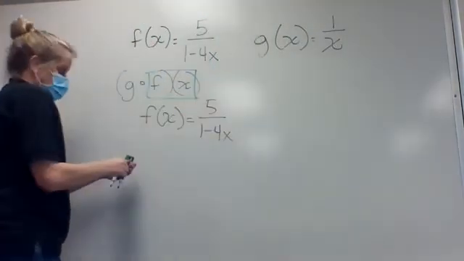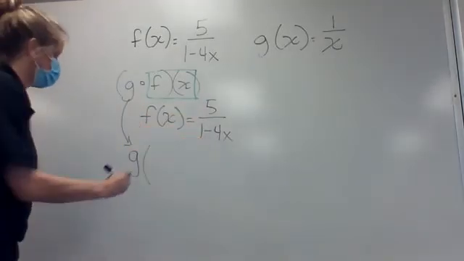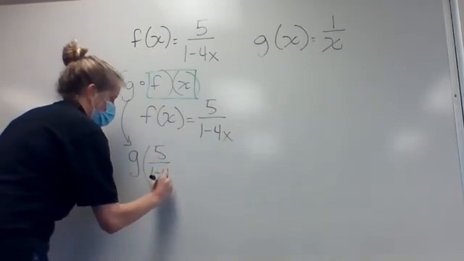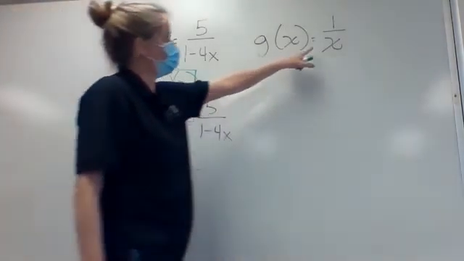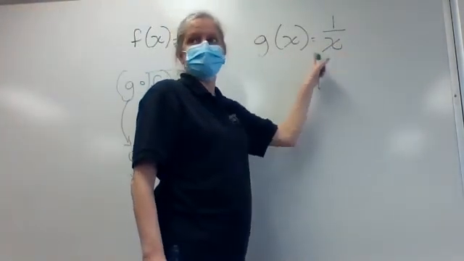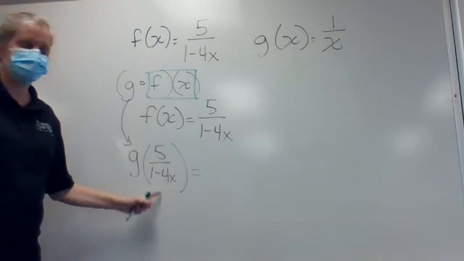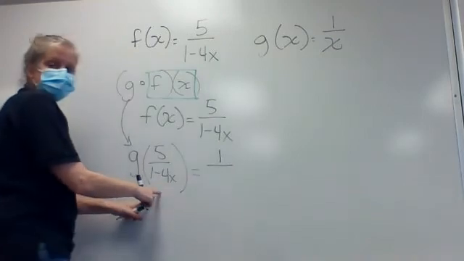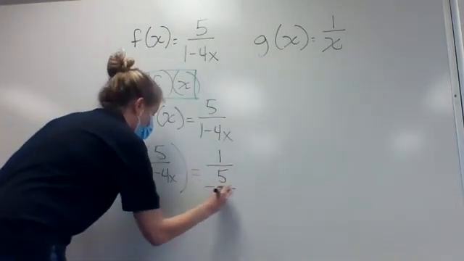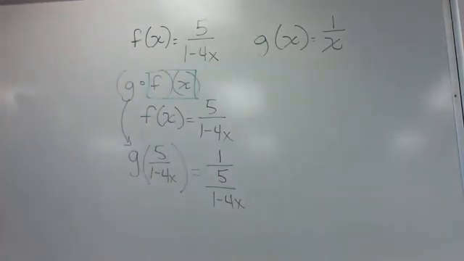So I'm done with that. So now what am I finding? G of 5 over 1 minus 4X, which means I'm going to go to G. Instead of this X in your denominator, what are you going to put in place of that X? All this. So I've got 1 over, replacing the X with what's in parentheses. So I have 5 over 1 minus 4X. So again, I've got too complicated of a fraction.